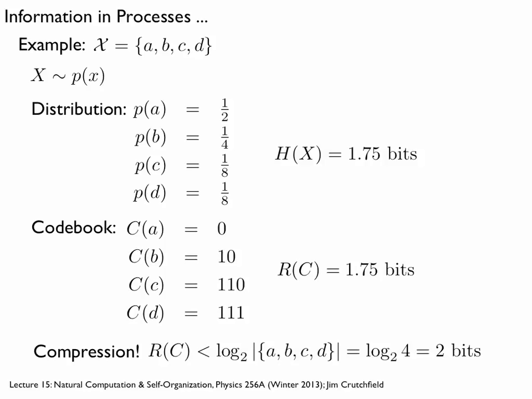So we have this distribution. Again, this should look familiar. A, probability a half. B, probability a quarter. C and D, probability 1/8. And last lecture, we calculated the entropy rate for that information source. That was 1 3/4 bits. So the interpretation last time was that the 1 3/4 bits was the average number of questions you would ask over many trials to figure out which of the 4 events occurred.